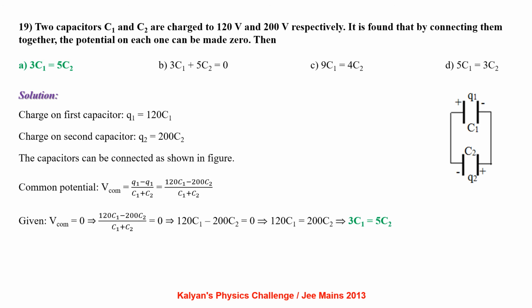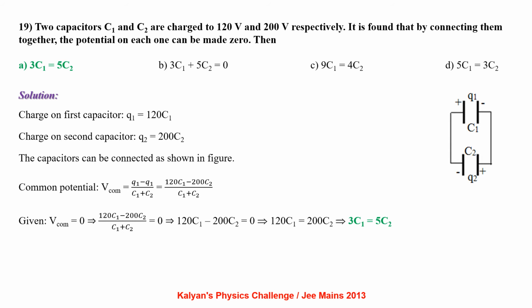Two capacitors C1 and C2 are charged to 120 volt and 200 volt respectively. It is found that by connecting them together, the potential on each one can be made 0. Then, charge on the first capacitor Q1 equals 120 C1. Charge on the second capacitor Q2 equals 200 C2. The capacitors are connected as shown in the figure.